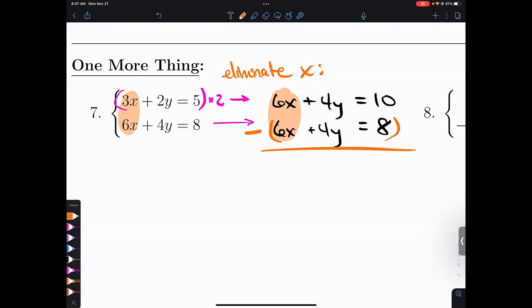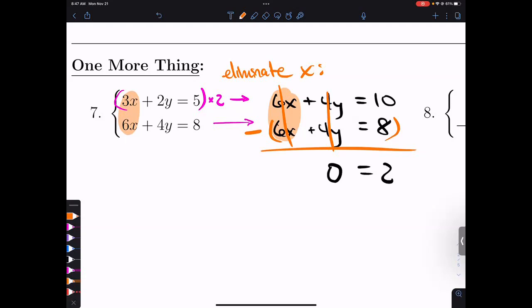6x minus 6x is 0. 4y minus 4y is, left-hand side of that is 0. 10 minus 8 is 2. Huh. Was that because we did something wrong? No, I mean, double check everything. We multiplied everybody by 2, okay. Subtracting 6x minus 6x, 4y minus 4y. Even if I sort of shifted my focus to y instead of x, the same thing would have happened, right?